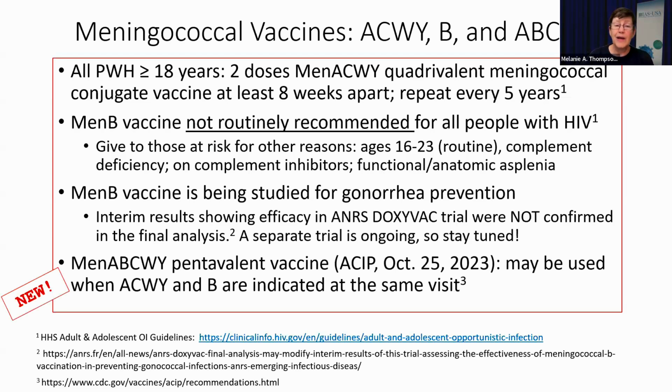But we do have a new vaccine in the meningococcal world, and that is a pentavalent vaccine in which A, C, W, and Y are now paired with B. So for people who need B, you could give them that combination vaccine if they need both of the vaccines at the same visit.